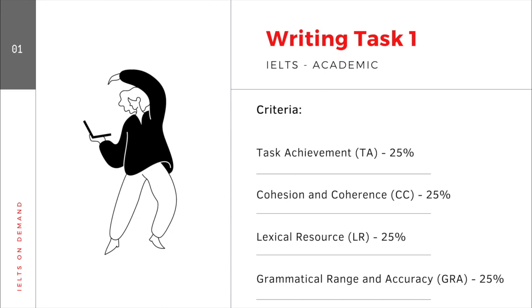writing task. The first one is the task achievement, which is also called TA. It is often called task response as well, so that's the same, which is 25% of your complete score or your entire score. The cohesion and coherence or CC, which is also 25%. Lexical resource, 25%. That's your vocabulary. And your grammatical range and accuracy or GRA, which is also 25%.